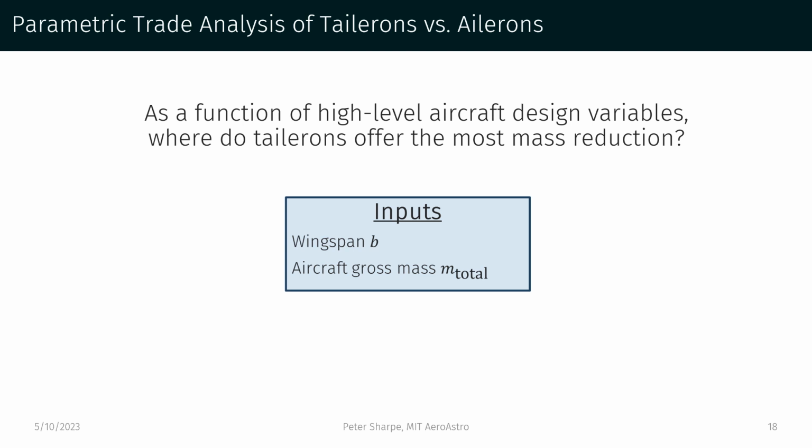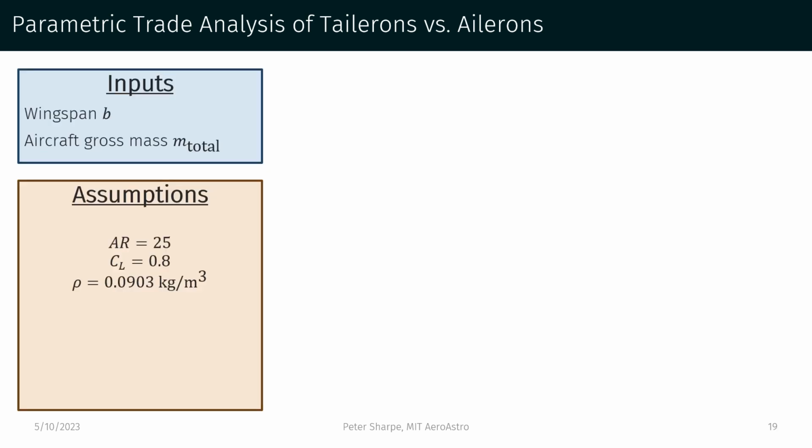So to answer this question, we consider these two high-level aircraft design inputs, wingspan and aircraft gross mass, the M total. Starting with this high-level set of inputs, we then make some additional planform assumptions about the aspect ratio, lift coefficient, and an air density corresponding to 65,000 feet. This lets us compute the cruise airspeed. For example, for the Dawn 1 aircraft, we have a span of about 27 meters, a total mass of about 200 kilograms, and a true airspeed of about 43 meters per second.